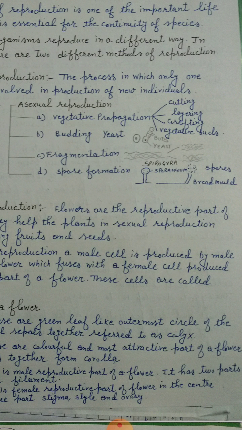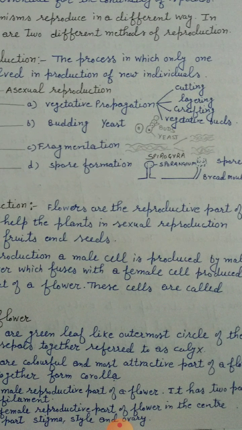Then budding. Budding is another process in which a small structure appears on the parent body, that is called a bud. That bud divides and redivides, and it again forms new organisms. And you can see in this diagram budding in yeast. This is chain budding in yeast.